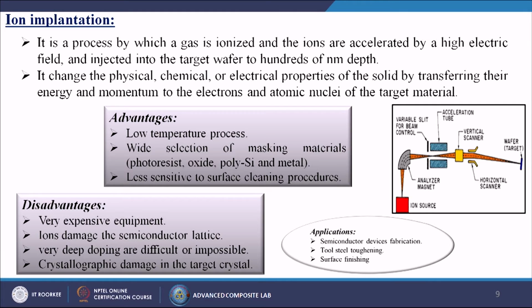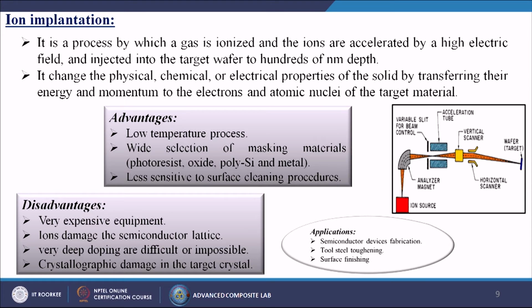What are the advantages? Low temperature process, wide selection of masking materials like photoresist, oxide, polysilicon and metal, less sensitive to surface cleaning process. Disadvantages: very expensive equipment, ions damage the semiconductor lattice, very deep doping is difficult or impossible, crystallographic damage in the target crystal. Applications: generally for electronic or semiconductor purposes, or maybe for surface finishing we can use this kind of technique.